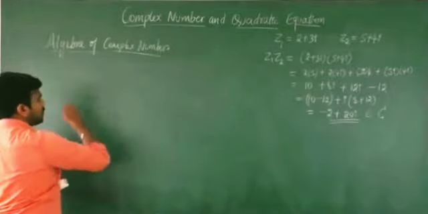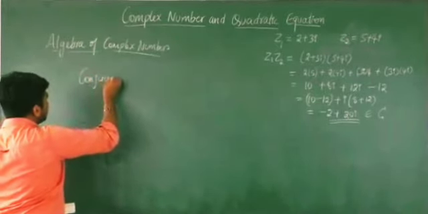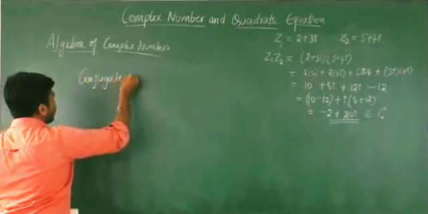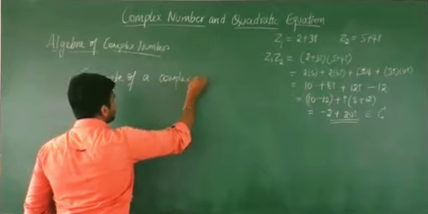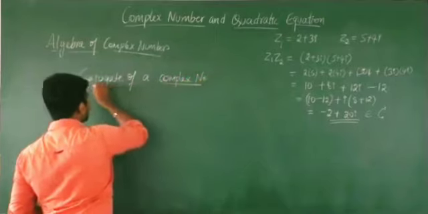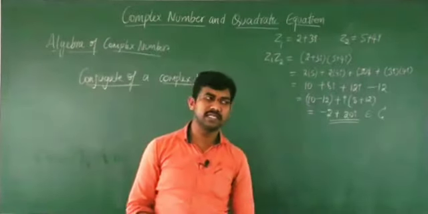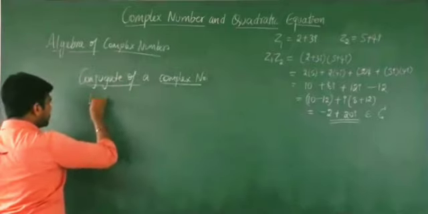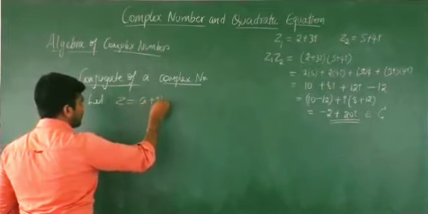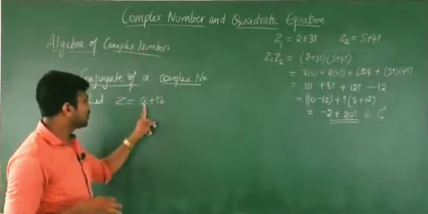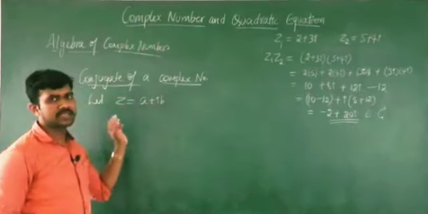Now we'll see the conjugate of a complex number. Before division of complex numbers, I will discuss the conjugate of a complex number. What does it mean by the conjugate of a complex number? How do we get the conjugate of a complex number? See that. Let me consider a complex number z is equal to a plus ib. Clearly observe here, z is equal to a plus ib. This is the complex number I considered.